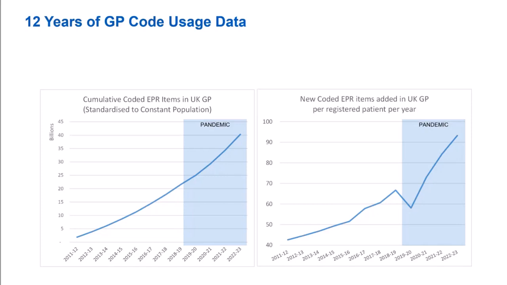But the interesting thing about the figure on the left-hand side is that you can't really see an obvious pandemic effect. The line just seems to keep on going with barely a glitch. If you divide the data by the number of patients, so now you plot the number of new codes added per patient per year, on the right-hand side, you get a more obvious sign that something did happen in 2019, 2020. There was a definite dip, and we took a little while to recover, but we appear to be back on trend as of the last 12 months.